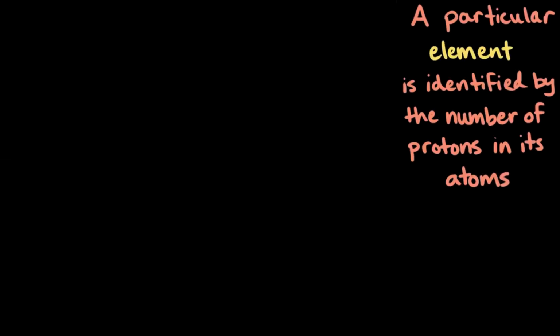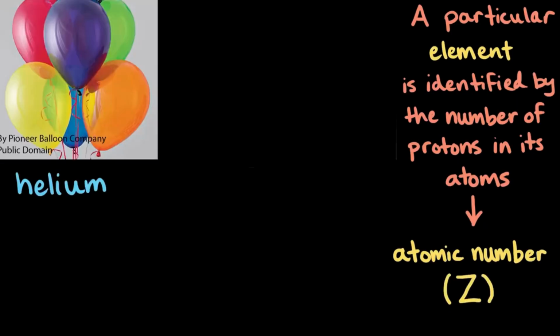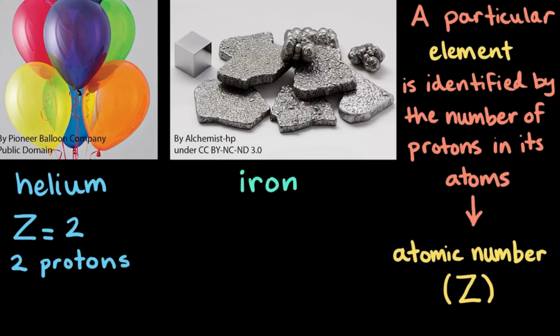A particular element is identified by the number of protons in its atoms, and the number of protons in the nucleus of an atom is its atomic number, represented by the symbol Z. For example, helium has an atomic number of 2. That means that every helium atom has 2 protons. And here's another example: iron. Its atomic number is 26, so every iron atom has 26 protons.